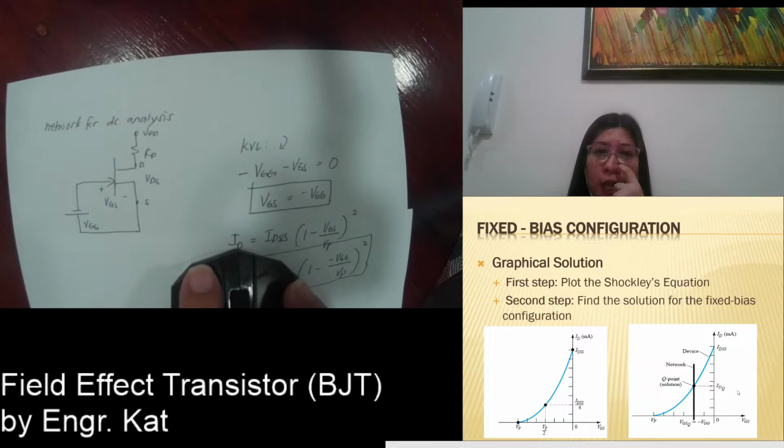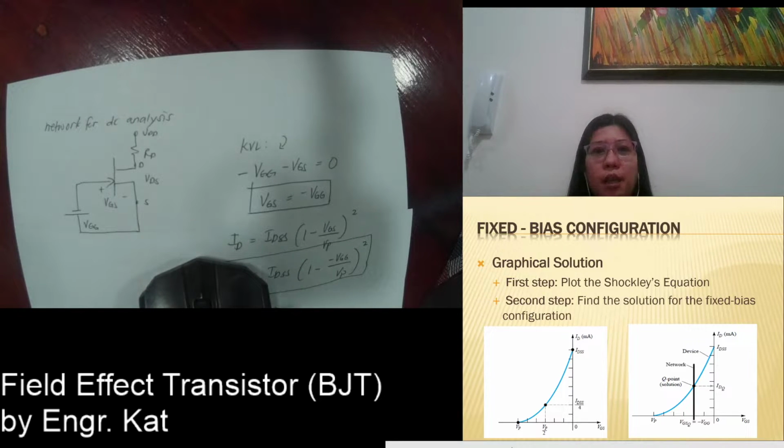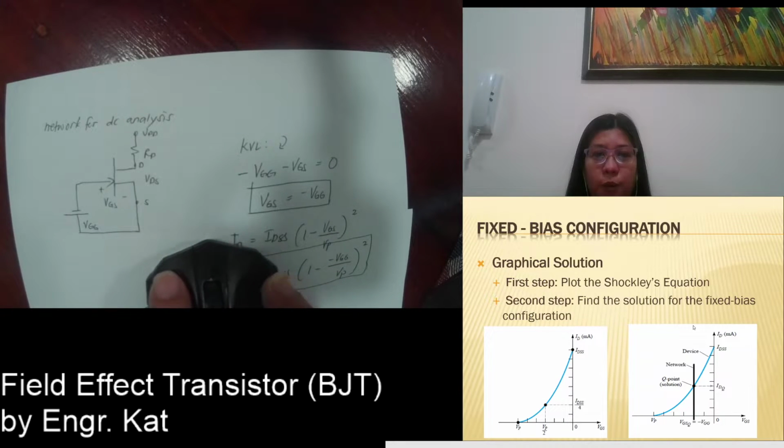Your ID here must be equivalent or very, very close to your answer in the mathematical solution that we had earlier. Okay, so the accuracy of your answer when we are using the graphical solution will be based on how you are going to plot your Shockley's equation. Okay?